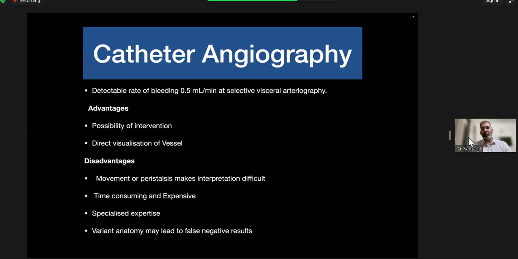Catheter angiography, before MDCT, was one of the major diagnostic modalities, and the detectable rate of bleeding is quite a lot more than RBCs, and you can of course intervene and do direct visualization of the vessel. The disadvantage is that if your patient is moving with DSA, interpretation can become difficult. You may not be able to catheterize everything that you want to because variant anatomy may be there.